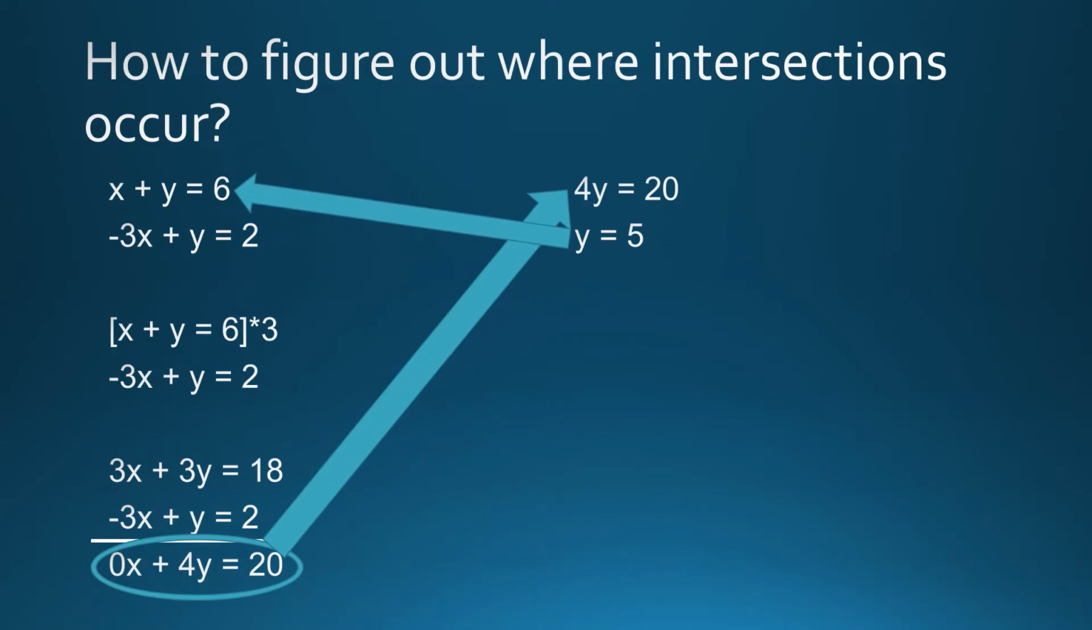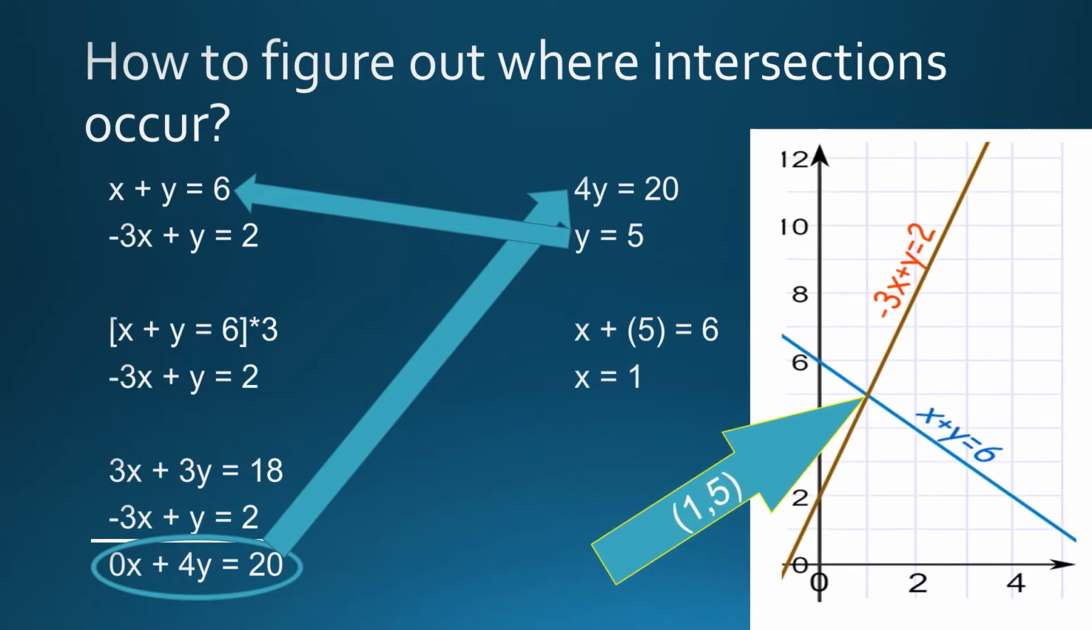Then what we do is we take that y equals 5, so now we know what y is, and plug that into one of our equations. I just picked the first one because it's easier. So x plus 5 equals 6, subtract 5, and x equals 1. So our x is 1, y is 5, and yep, that happens to be a point where those equations intersect with each other.